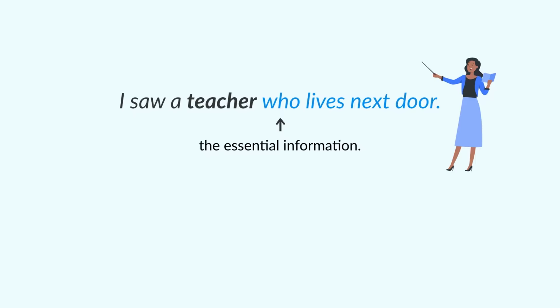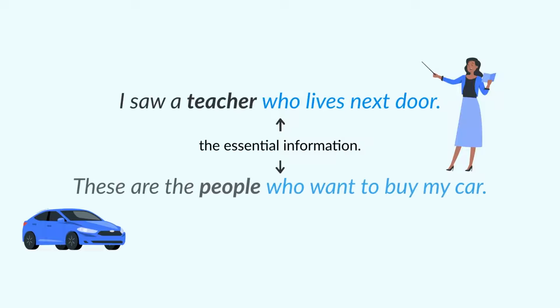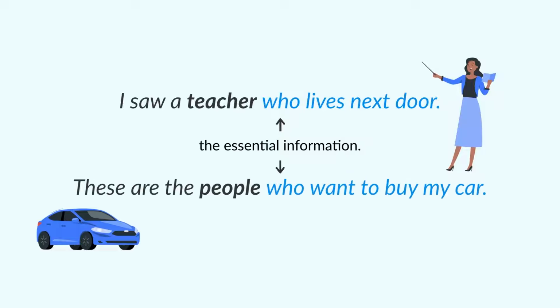I saw a teacher who lives next door. If I don't say who lives next door, no one can understand which teacher I mean. So, who lives next door is the essential information. These are the people who want to buy my car. If I don't say who want to buy my car, no one can understand which people I mean. So, who want to buy my car is the essential information.